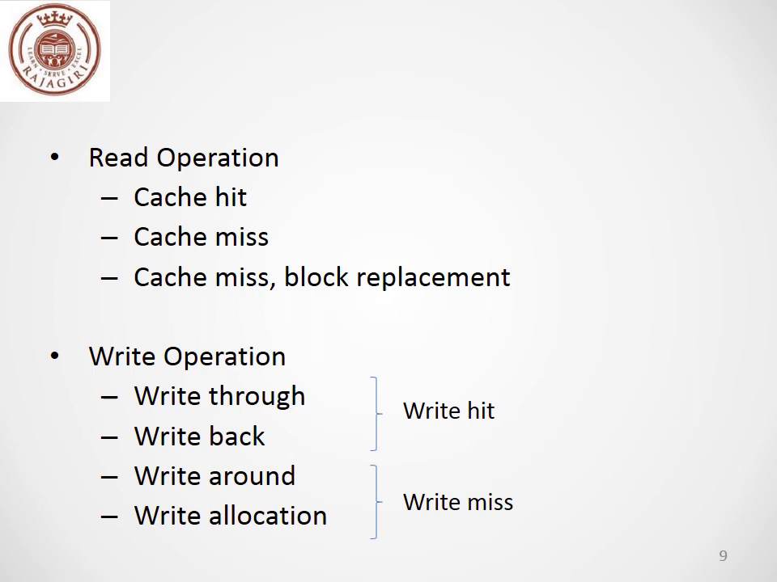So these are the different possible cases that can happen during a read operation and a write operation. In the case of read operation, I can either have a cache hit, cache miss, or a cache miss with a block replacement. Whereas in the case of write operation, I have write hit and write miss, where there are different protocols followed, which are write through and write back in the case of write hit, and in the case of write miss, I have write around and write allocation.